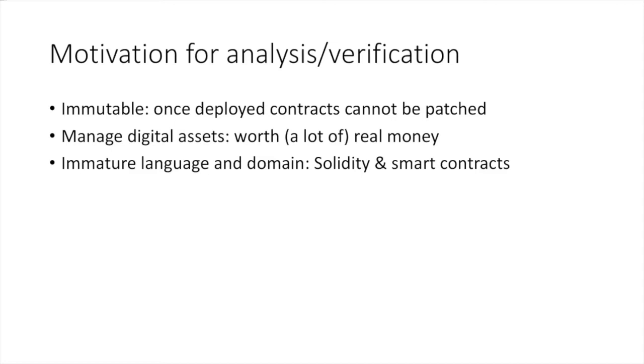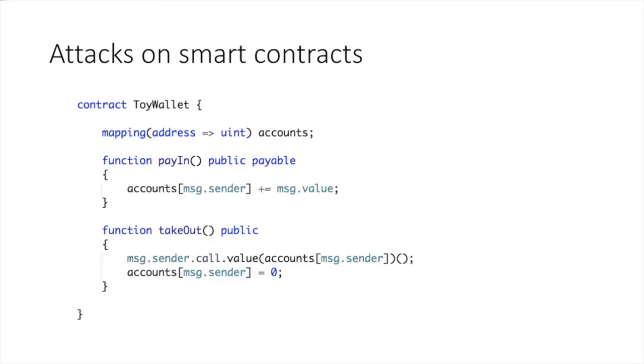They also manage digital assets, and these digital assets are worth a lot of real money. So hackers have quite a big incentive to actually go and try and misuse your contract. And Solidity is also a quite immature language. And smart contracts are also something very new, at least in practical terms. So we don't have enough maturity to write good and well-defined and well-behaved smart contracts yet.